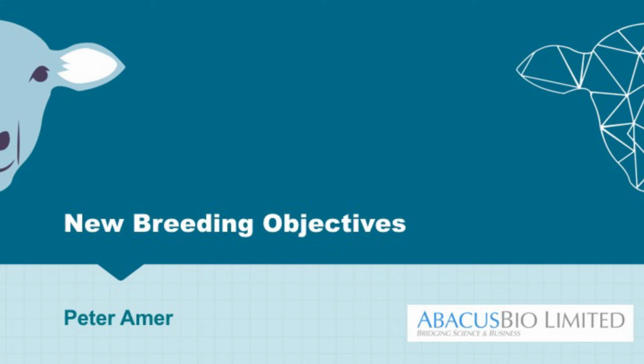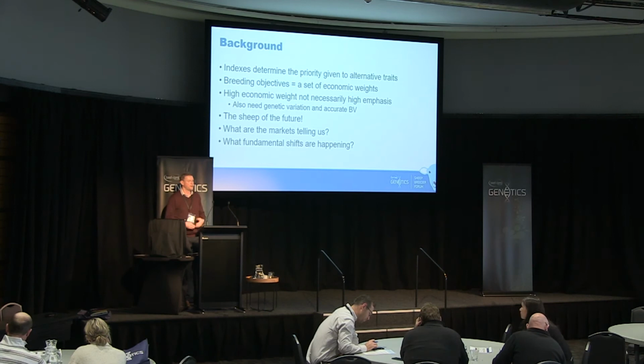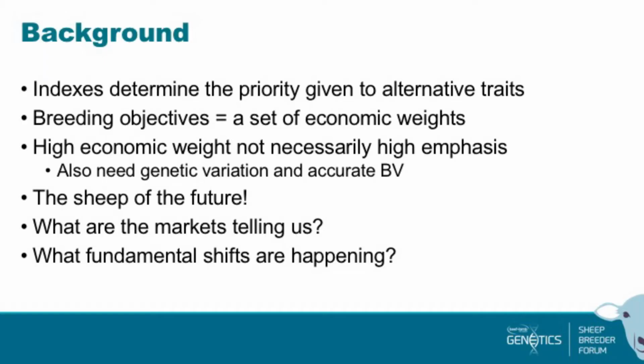Basically, as background, these breeding objectives or indexes, we use them to balance the breeding focus from one trait to another. So one thing to keep in mind is that just because we have a high economic weighting on a trait doesn't mean that it gets a lot of selection emphasis.